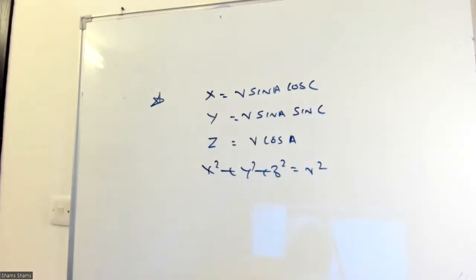Okay. Simple. X square you find out, y square you find out, z square you find out. Just add, you will get it. Everything cancels, you will get r square. Abhiram, getting? Yes, sir.